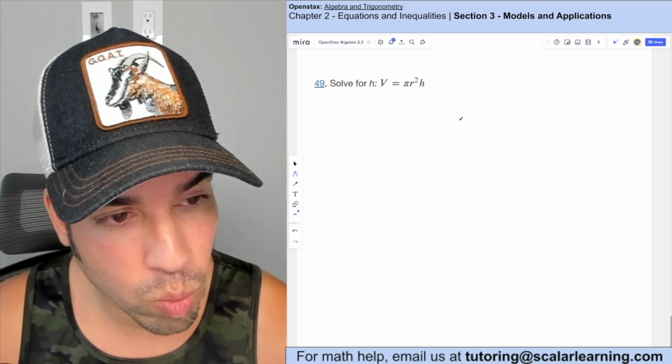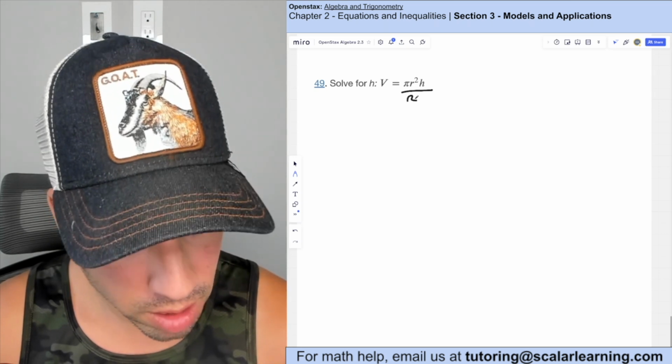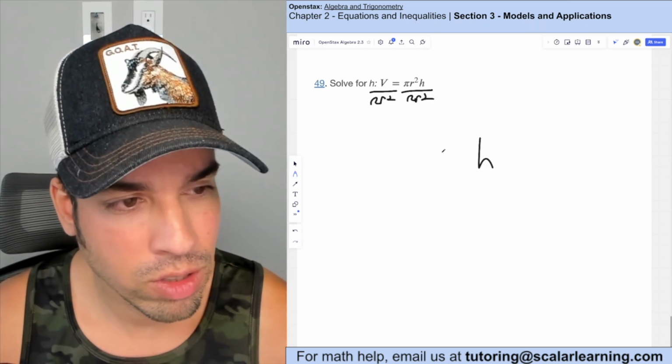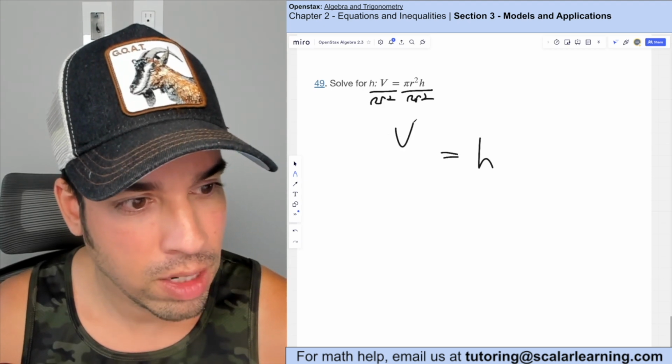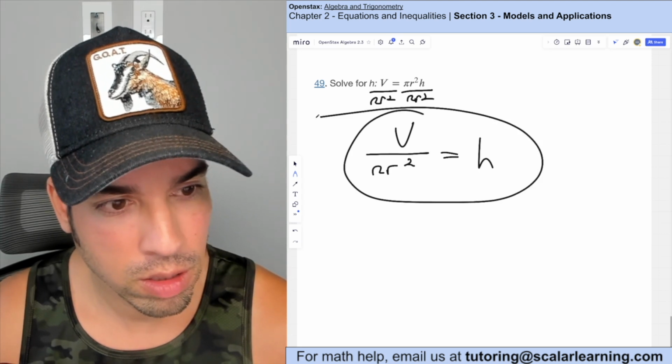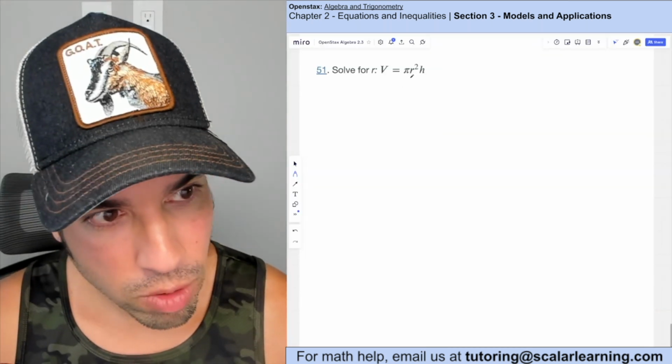Here they want us to solve for H, which just means to isolate. So I can do this in one step. I can just divide both sides by pi r squared. It's pretty quick. And my final answer is H equals V over pi r squared. Done.